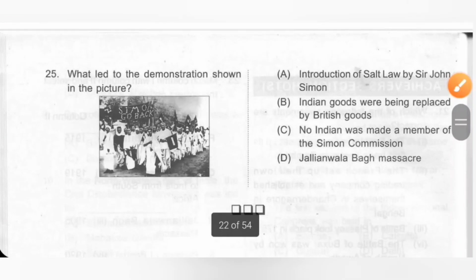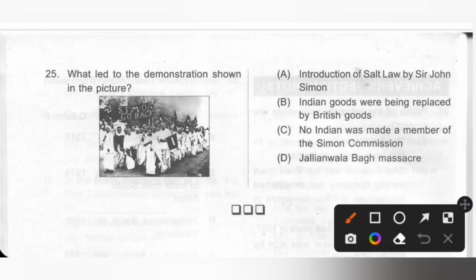25th, the last question. What led to the demonstration shown in the picture? Option A, introduction of salt law by Sir John Simon. B, Indian goods were replaced by British goods. C, no Indian was made a member of the Simon Commission. D, Jallianwalabagh massacre. The given picture shows a demonstration against the Simon Commission that came to India in 1928.